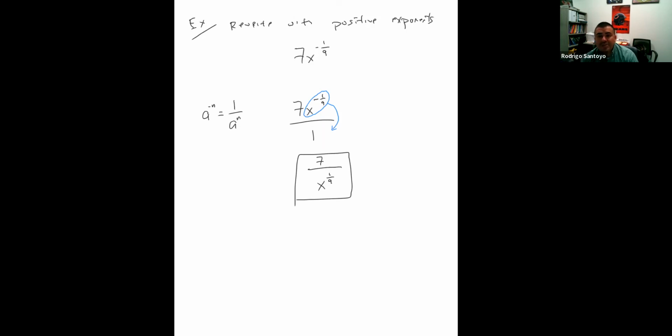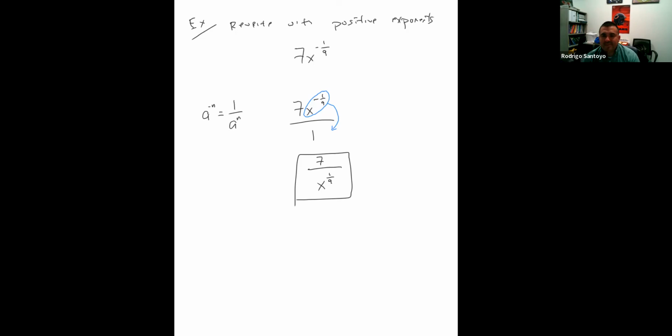Any questions with this example here? Any questions? I have one question. Yes, sir. So if it's always negative on the top, it becomes positive on the bottom. Can you transfer? Correct. Correct.